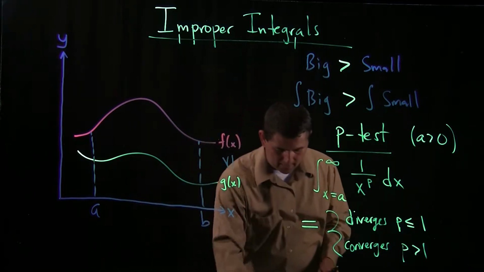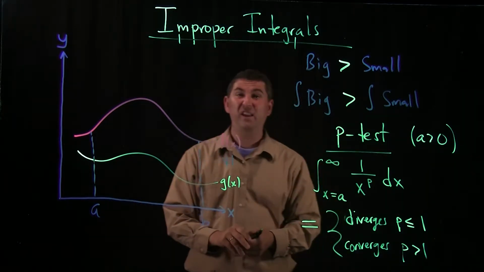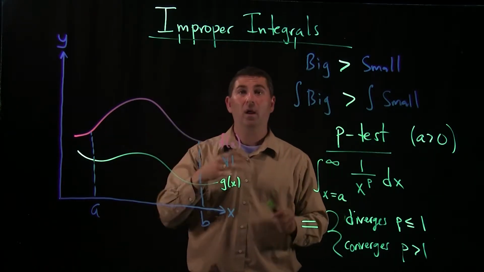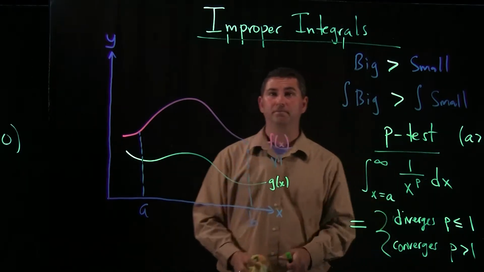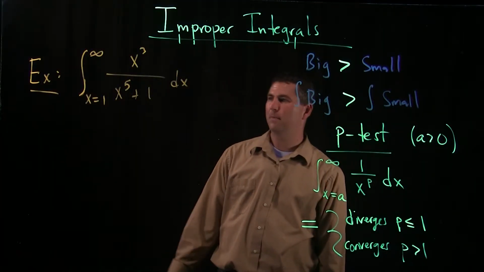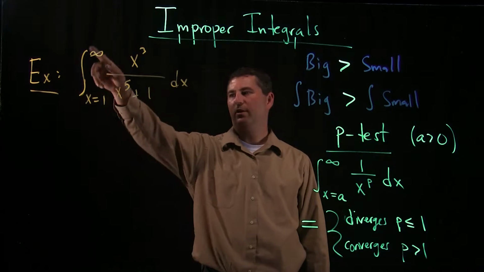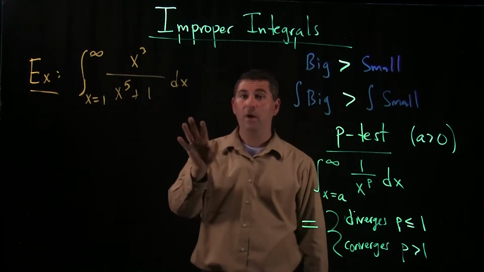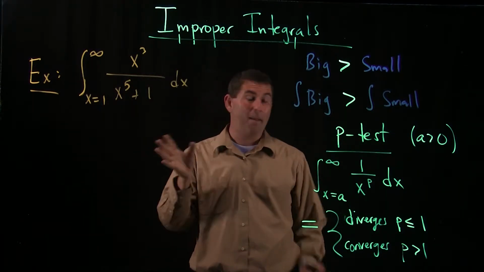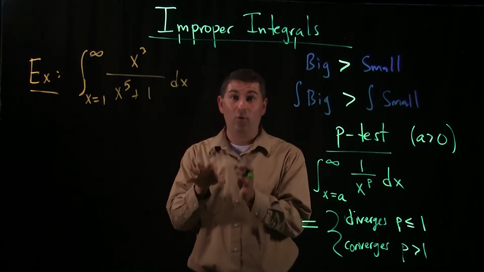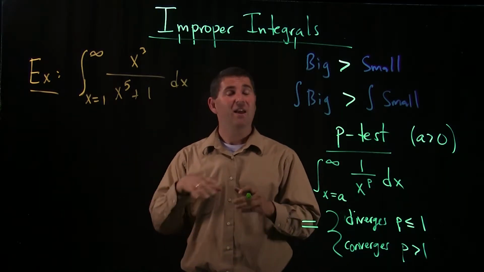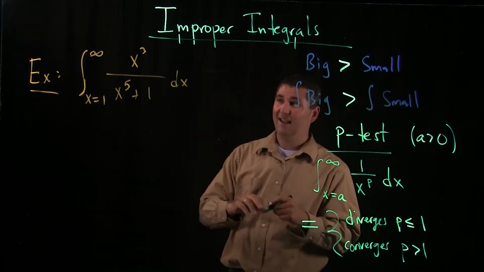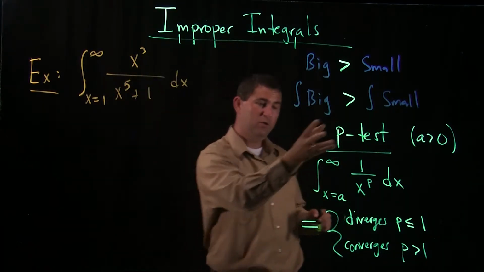Okay? Fine. So let's see an example of how we're going to use this. Let me take a moment, I'll erase this, and then we'll do our example. All right, let's get to our example. Here what we want to do is look at this integral from 1 to infinity of x cubed over x to the 5th plus 1, and decide whether or not it converges or diverges. I'm not trying to determine what the integral converges to, if it converges, just whether it converges in the first place.